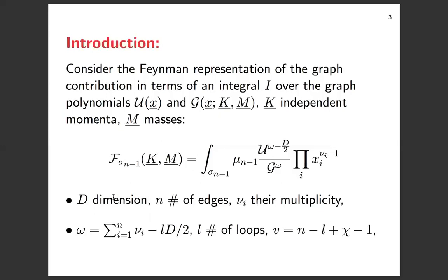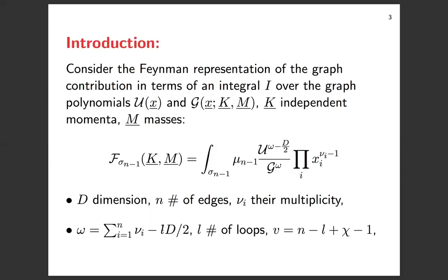Here d is the dimension of the space-time in which you calculate your Feynman graph. N is the number of edges, just like what you think is in a graph. And nu is their multiplicity, so you can have edges with multiplicity. Then this omega is a quantity made out of these: the sum of the multiplicities of the edges. By the way, these edges we call propagators. That is a property of Feynman graphs: it has edges, and these edges correspond to the propagators.